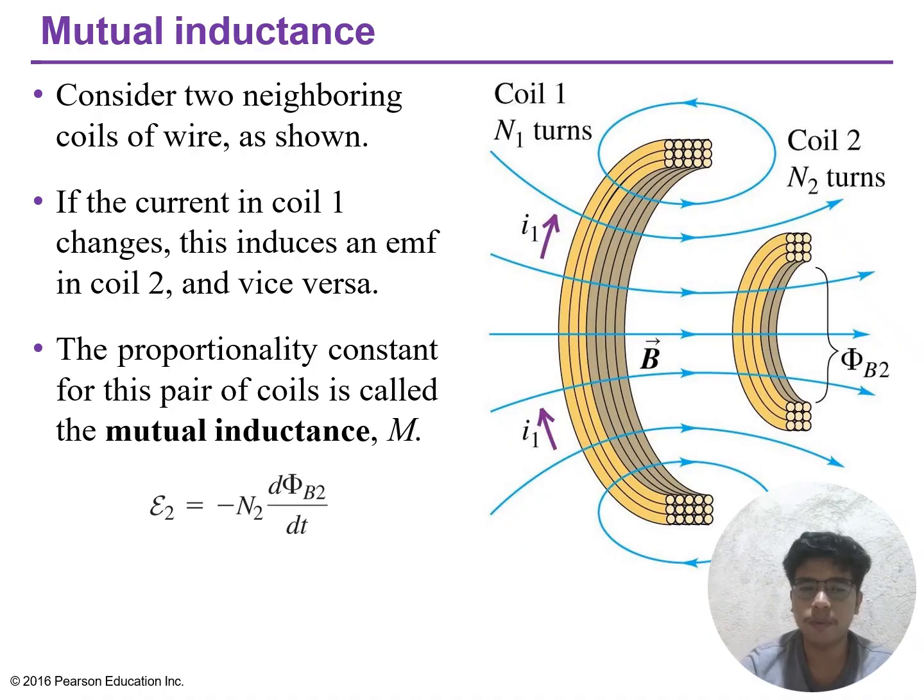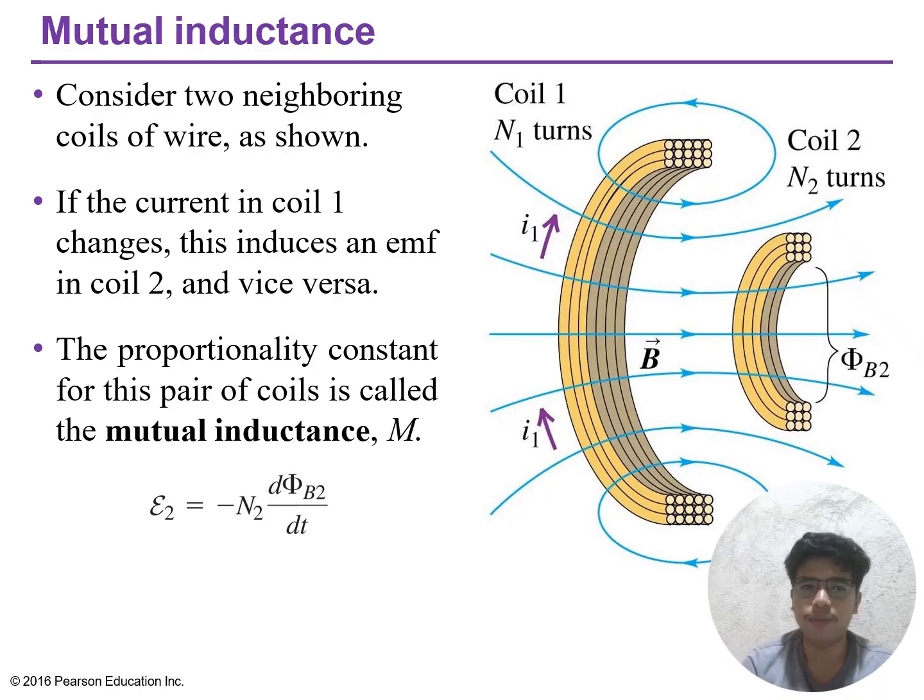By reciprocity, the same M applies if the roles of the coils are reversed, so epsilon 1 is equal to negative M times dI2 over dt.